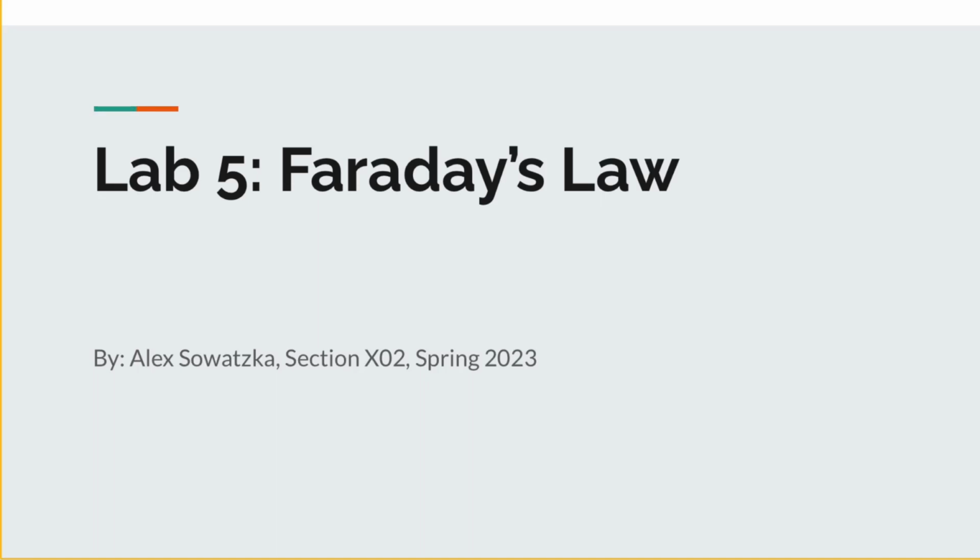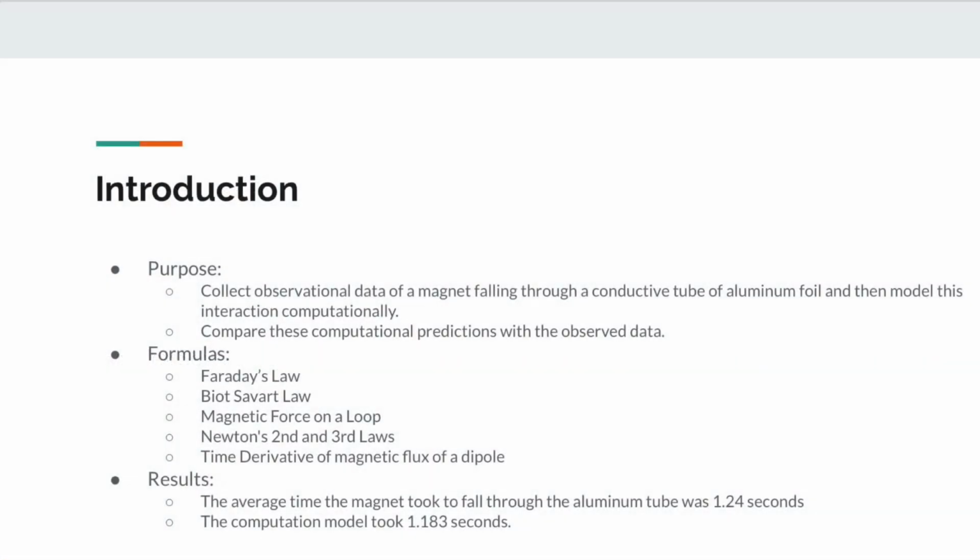This is Lab 5, Faraday's Law, Physics 2 by Alex Swatzka, Spring 2023. The purpose of this lab is to collect observational data of a magnet falling through a conductive tube of aluminum foil and then model this interaction computationally. Then to compare these two values of the computational predictions with the observed data that we gathered.